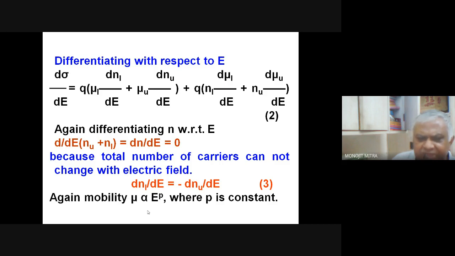And now if you differentiate mu with respect to E, so you know that d mu by dE, if you differentiate mu with respect to electric field, then if you want to remove the proportionality sign, you have to put equal to k into this.